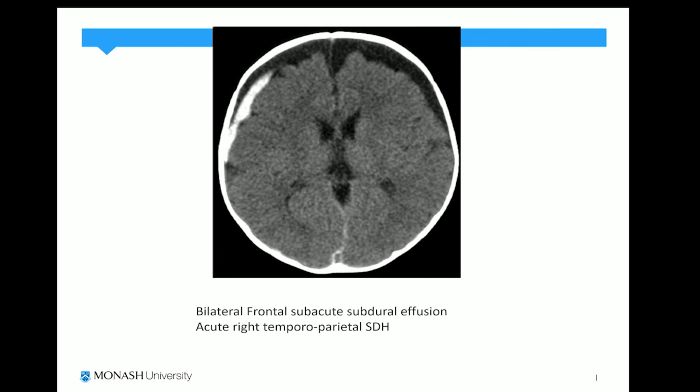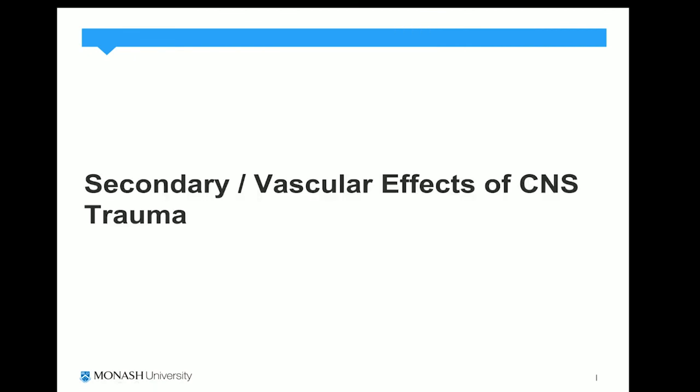So here we have one example of an NAI, and you can see in this case that we have a subdural hemorrhage. It's hypodense, which tells you that it is chronic. But on the right side, we also have a chronic bleed, but then we also have a new acute bleed. So it's an acute on chronic bleed on the right temporoparietal region, which is very typical of an NAI.